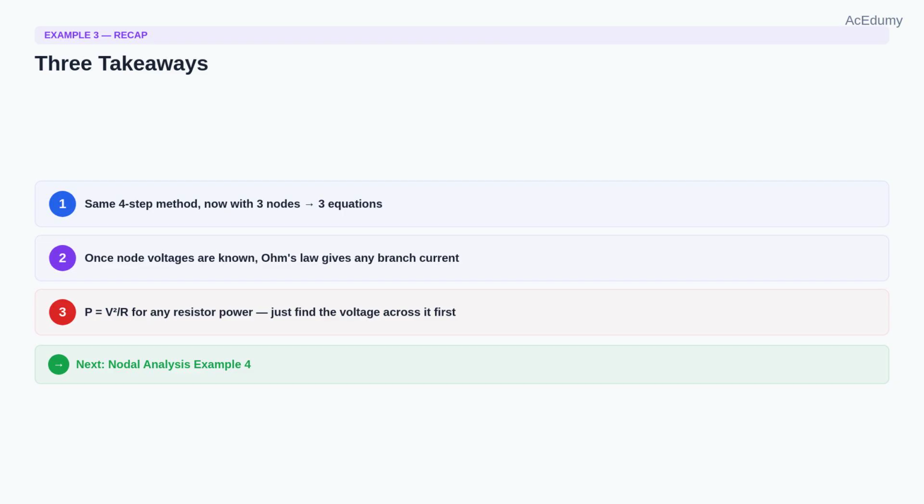The main takeaway? The 4-step nodal method scales directly from 2 nodes to 3 or more. The only difference is bigger algebra, 3 equations instead of 2. Once you have the node voltages, Ohm's law gives any branch current, and P equals V squared over R gives any resistor power. In the next video, we'll see one more nodal analysis example.